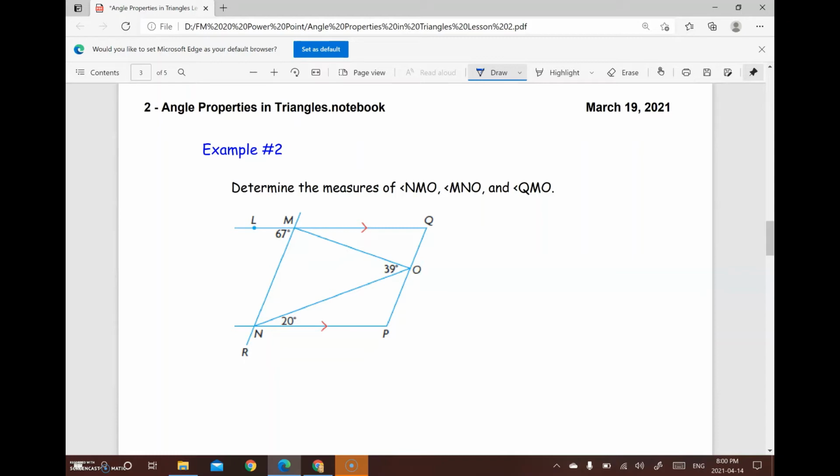Determine the measures of angle NMO, MNO, QMO. So this is one way to represent an angle. The letter in the middle is representing the vertex, that inside point of the angle. So I'm going to find the letters N, M, and O. So here's N, M, O. So it wants to know what this inside angle is.